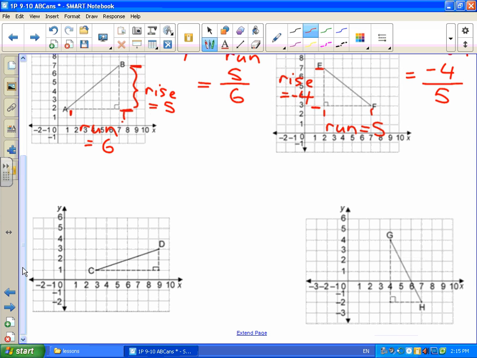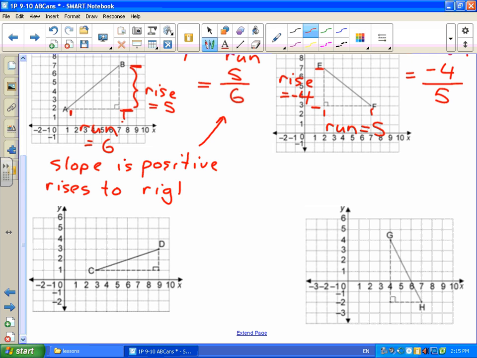So let's just put that information down here. If the slope is positive, it rises to the right. If the slope is negative, our line rises to the left.